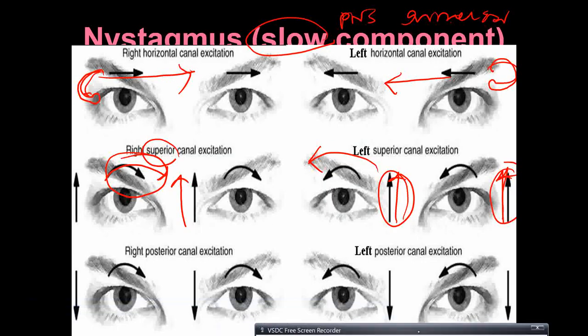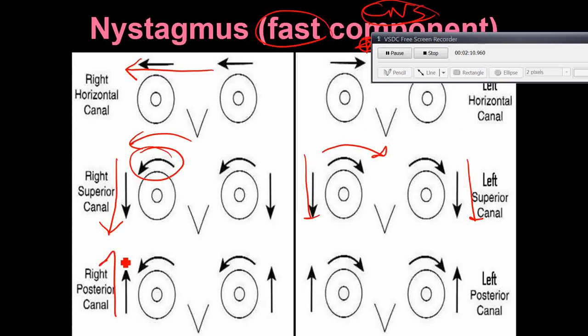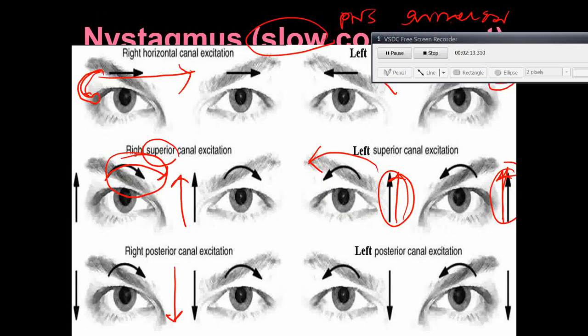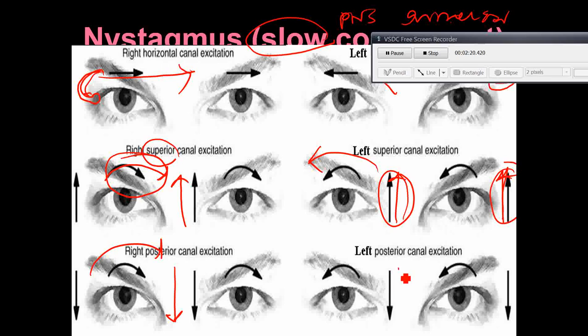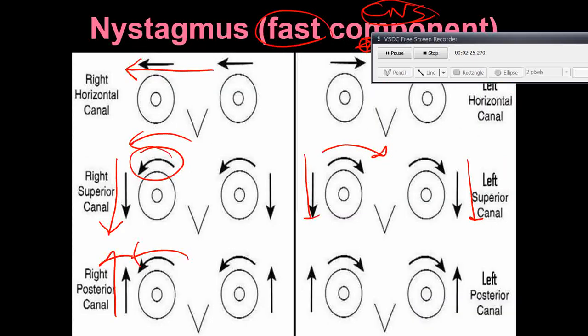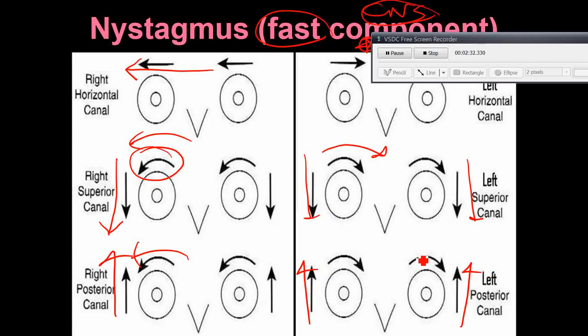Taking the posterior semicircular canal into account here, it pushes the eyeballs downwards, whereas the central nervous system pulls them upwards. On the right side it is clockwise, and the central nervous system correction is anti-clockwise. On the left side, once again the posterior semicircular canal pushes downwards and the central nervous system corrects it upwards. The left side was anti-clockwise, and it is clockwise in the correction.